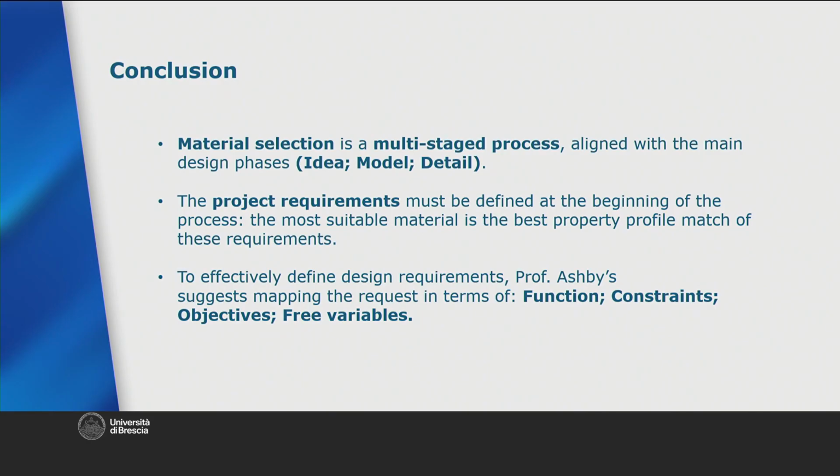In this lesson, we looked at the first step in material selection, namely translating the project, highlighting that choosing the material is a multi-stage process that aligns with the main phases of the project design: idea, model, details. The first step is to clearly describe the project requirements. The most suitable material will be the one whose property profile best matches these requirements. To effectively define the project requirements, the strategy suggested in Professor Ashby's approach is to outline the response in terms of function, constraints, objectives, and free variables.